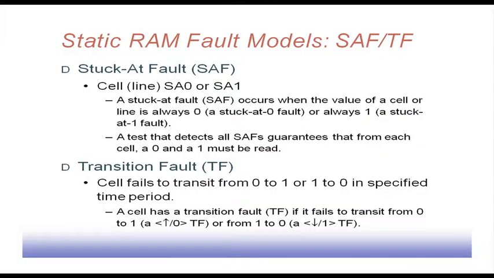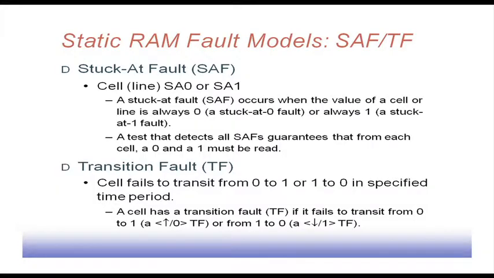Then there is a transition fault. In a transition fault, the cell fails to transit from 0 to 1 or 1 to 0 in a specified time period. So, we apply a transition on the cell and see whether that transition has occurred, whether the cell content has changed or not. Maybe we write a 0 value, then after some time we see whether the 0 value has been written there or not. Similarly, previously the cell content has to be ensured to be 1, of course.